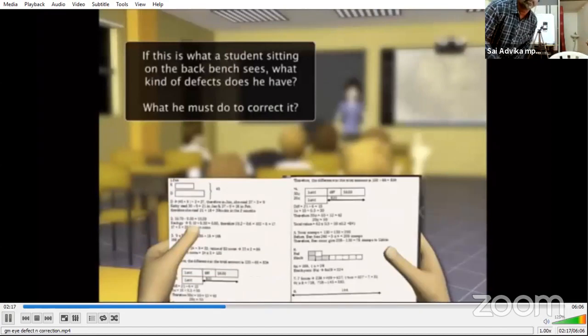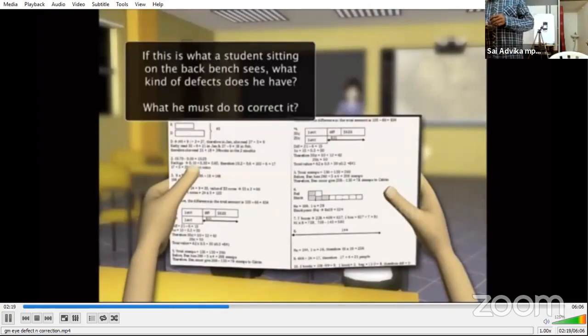If this is what a student sitting on the back bench sees, what kind of defect does he have? What must he do to correct it?